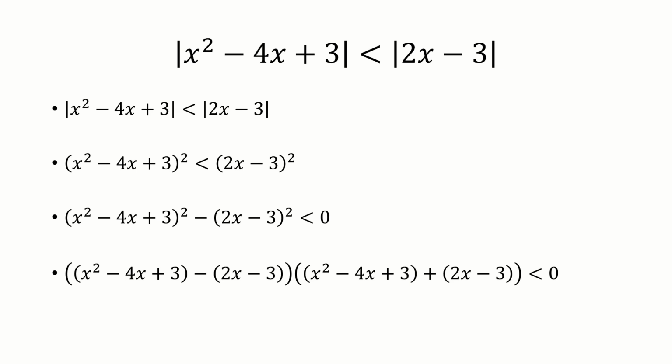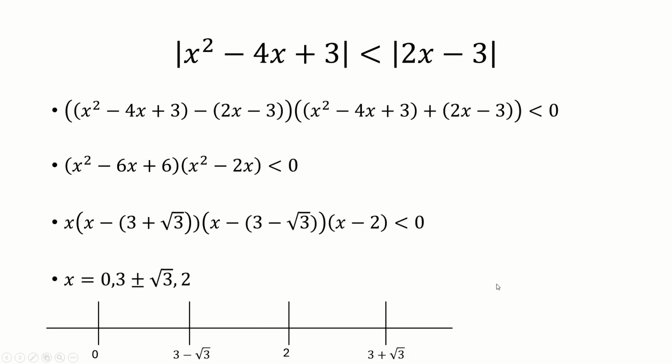So instead, what we're going to do is bring the (2x minus 3) squared to the left side and then factor it by using a squared minus b squared equals (a minus b) times (a plus b). So a is going to be x squared minus 4x plus 3, and then b is going to be 2x minus 3. So we subtract a and b, and then multiply it by a plus b. And so those two products is going to be less than 0.